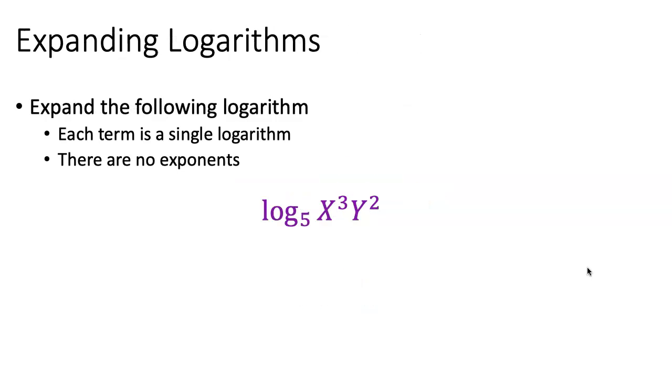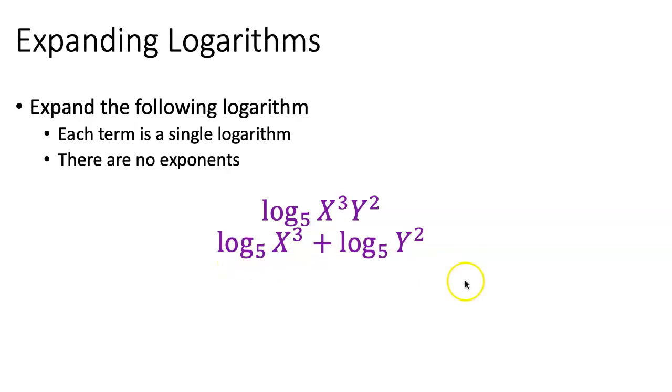Let's take a look at expanding some logarithms with multiple factors then. We want to expand it so that every term has a single logarithm and there are no exponents involved. So here we have log base 5 of the product of x to the 3rd y squared. The first thing we're going to do is use that product rule to expand the logarithm and split these up. So now the x to the 3rd is over here, the y squared is here.